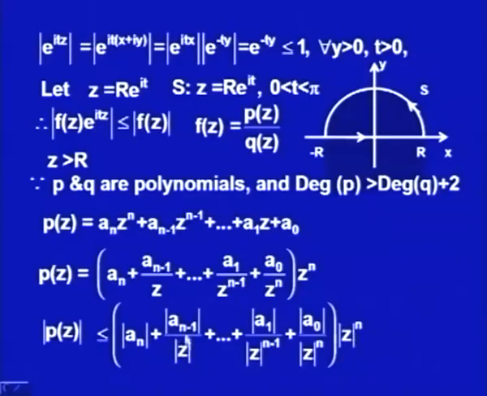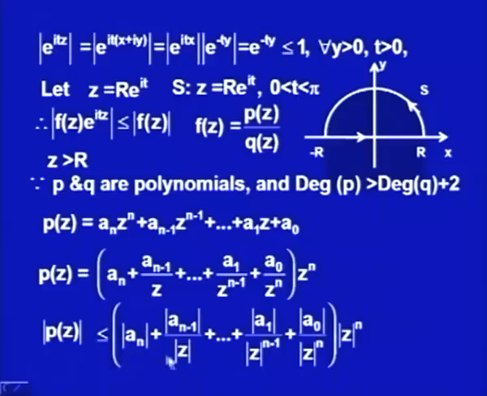Now, since mod z is greater than r, 1 upon mod z would be less than 1 upon r. What it says is that this would be less than mod of a n minus 1 upon r, and so on. We are getting that this last value should be less than mod of a naught upon r to the power n. r is already a positive large number, so as r to the power n is increasing, 1 upon r to the power n would be decreasing.